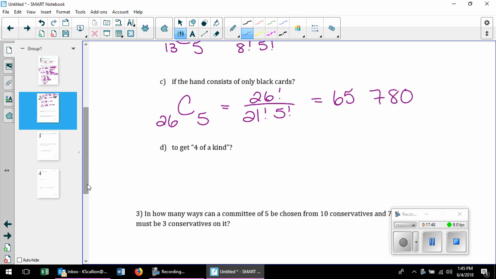Okay, you need to get four of a kind in a hand of five. How many sets of four cards would I have? This is why I think that 13 is the right answer. So I'm going to treat four of a kind as one thing, because I want a stack. So I'm going to have 13 sets of four, and I'm only going to choose one of those stacks. And then I have to pick my fifth card.